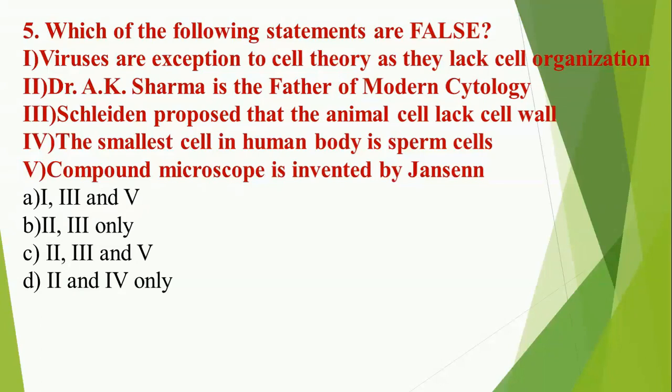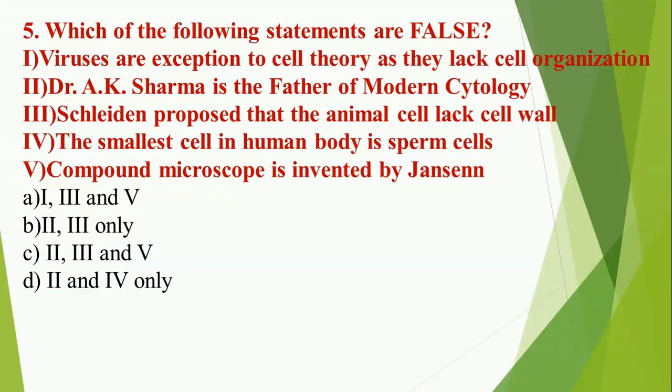Statement 3. Schleiden proposed that the animal cell lacks cell wall. The statement is true. But who proposed this statement? It is Schwaan who proposed this statement and not Schleiden, because Schwaan is a zoologist and Schleiden is a botanist. So statement 3 is also wrong. Yes. So now D is also ruled out. Either the option is B or C.